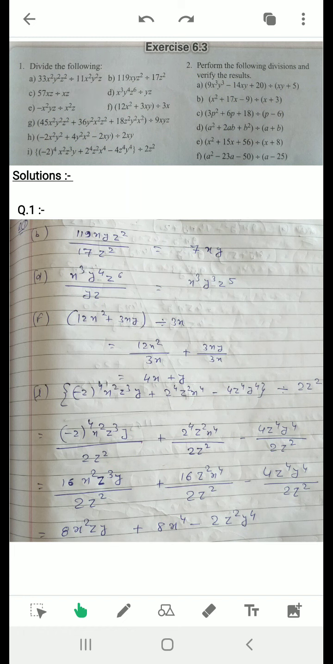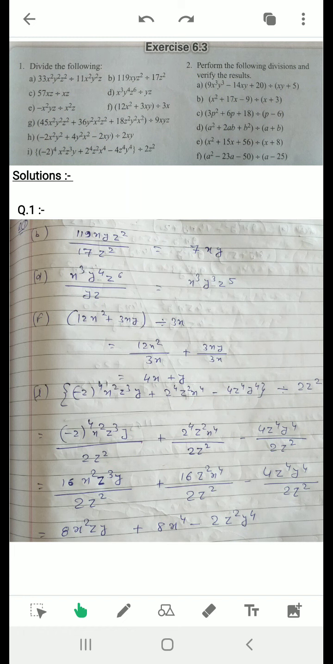1a. Divide the following. The question given is 33x square y square z square divided by 11x square y square z. This is the case of a monomial divided by monomial, a single term divided by a single term. You know what we need to do? We have to divide both the numerals and then apply the laws of exponents for the variables.